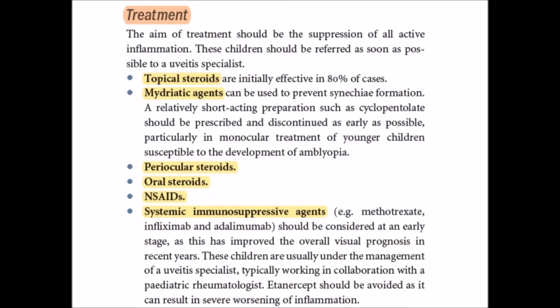These children are usually under the management of a uveitis specialist, typically working in collaboration with the pediatric rheumatologist. Etanercept should be avoided as it can result in severe worsening of inflammation in these cases. So, first line of treatment is steroid as in all cases of uveitis.